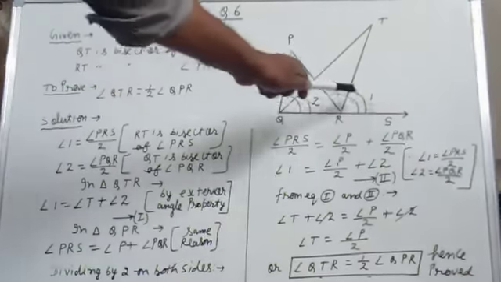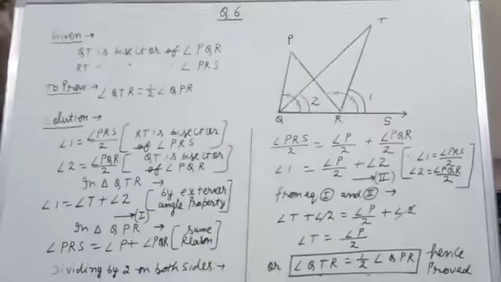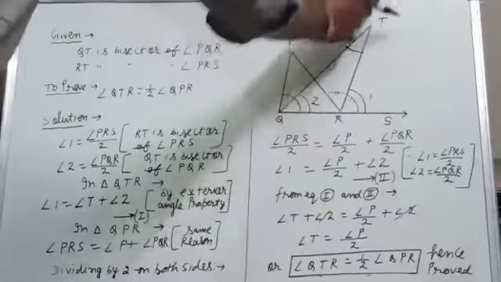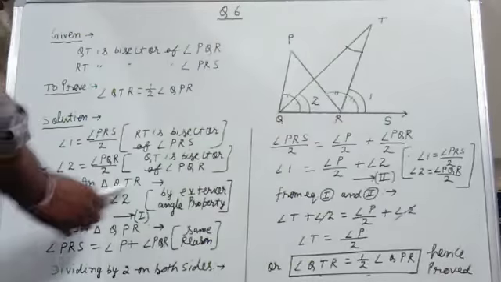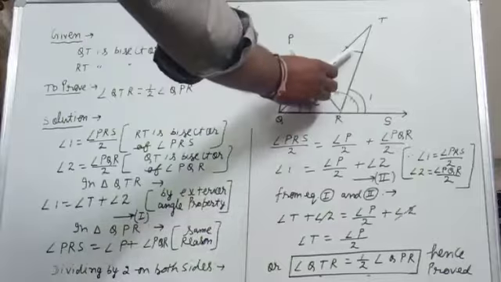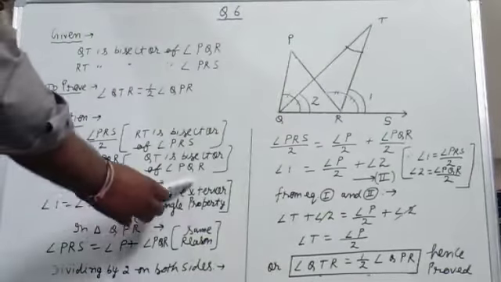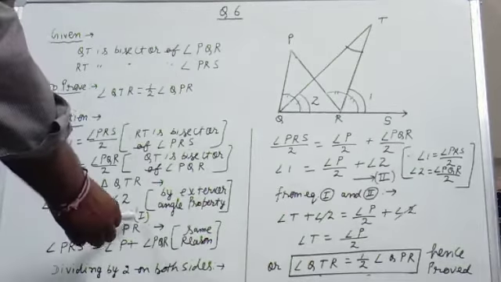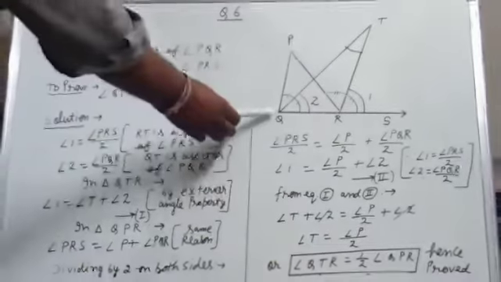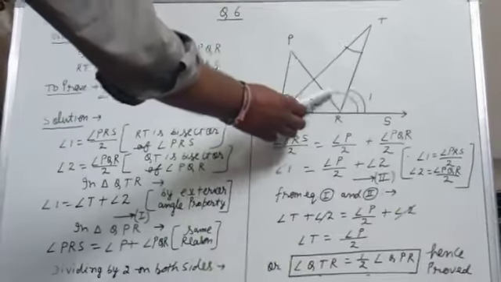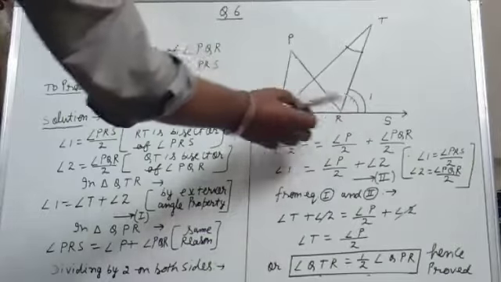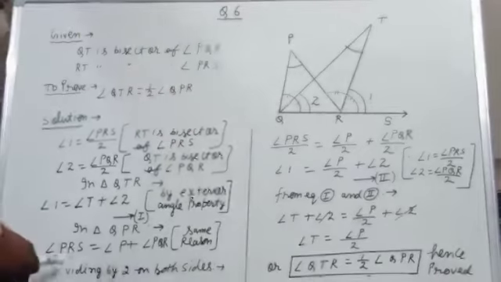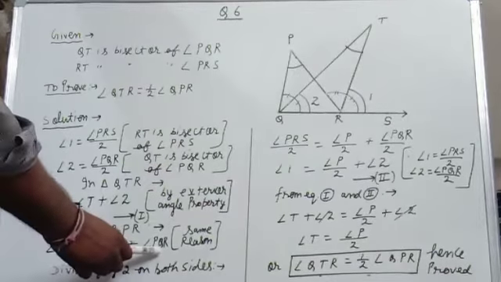Then we know that this exterior angle will be equal to sum of these two angles, this and this. So we take triangle QTR. Then angle 1 will be equal to angle T plus angle 2 by exterior angle property. So in this question we are using exterior angle property. Let this be equation number first. Then we will take the triangle QPR. So in this triangle this is exterior angle PRS. So this PRS will be equal to angle P plus angle PQR.